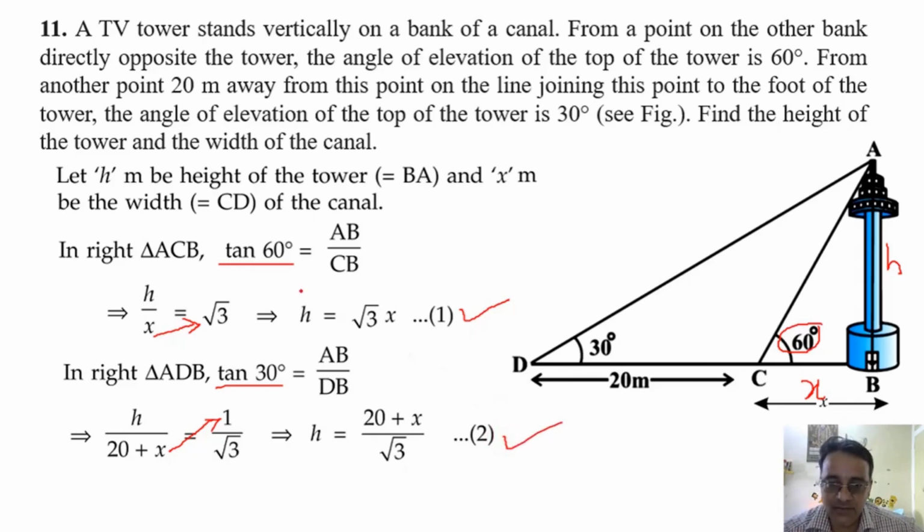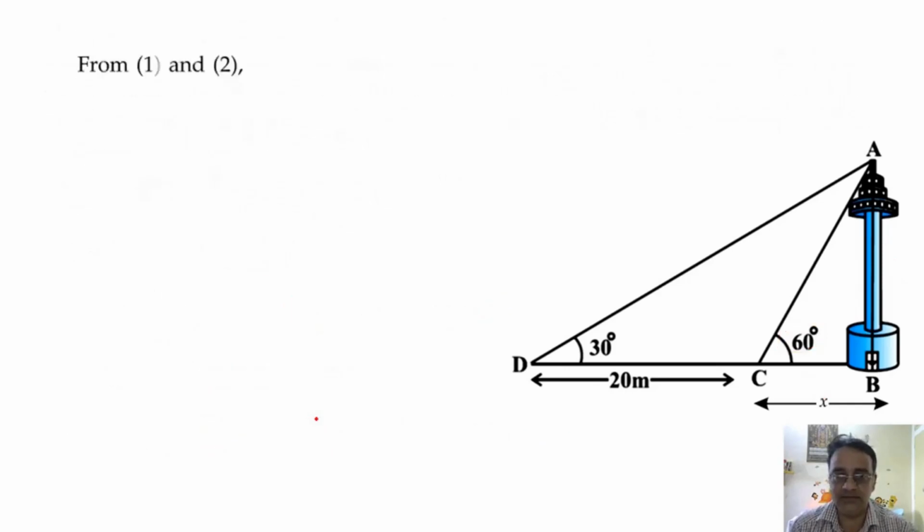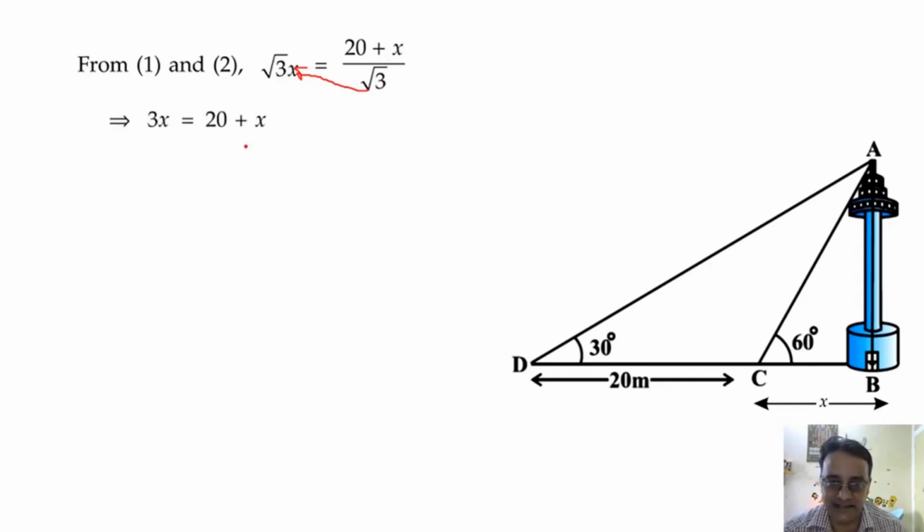Now we will compare these two equations, because the left hand sides are both equal to h, so the right hand sides will be equal, right? From equations 1 and 2, root 3x is equal to 20 plus x upon root 3. This root 3 we will multiply here, so root 3 into root 3 is 3, and we'll get 3x is equal to 20 plus x. Now we'll shift plus x to this side, so it becomes minus x, and we'll get 2x is equal to 20. So what is the final answer? x is 10. So the width of the canal we got is 10 meter. Now we have to find the height, that is AB.